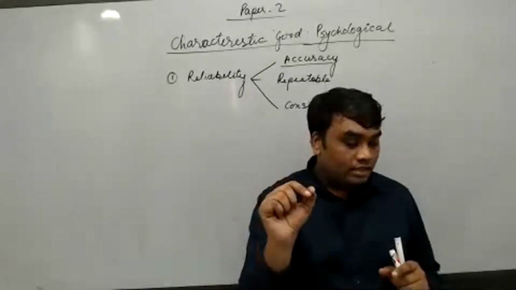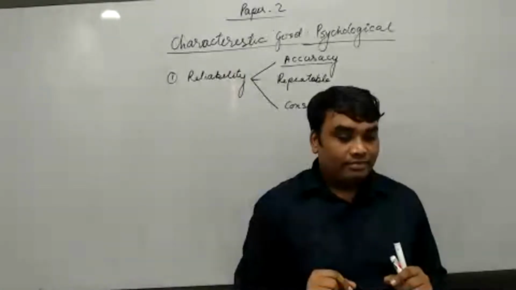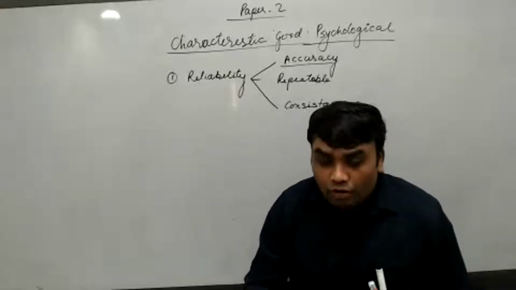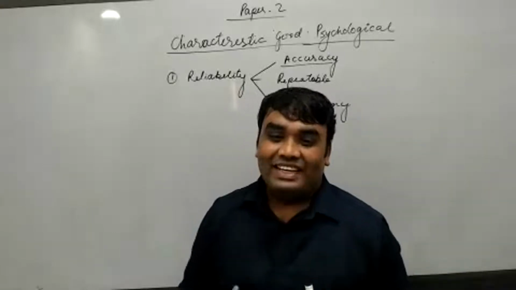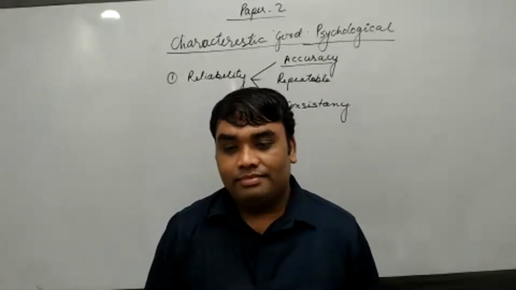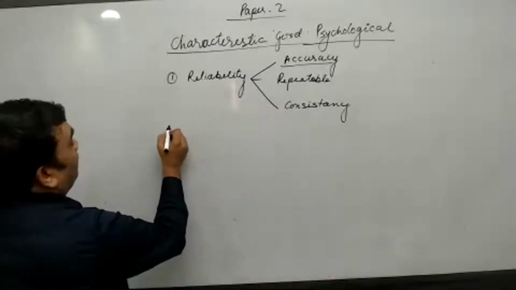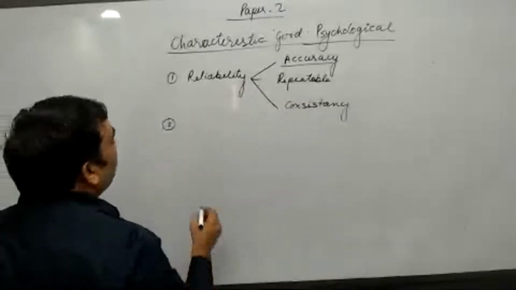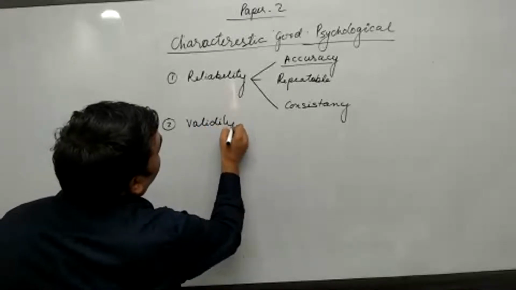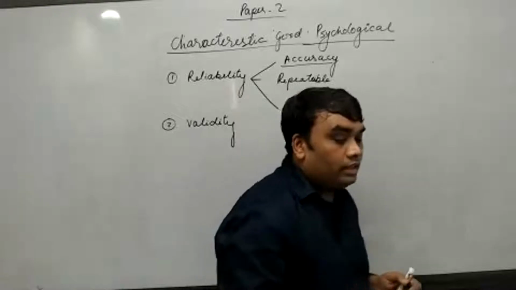So underline the words internal defects. So reliability helps to identify what? Internal defects. Getting my points? And the second criterion for making a good test is what? I hope you definitely know that word, that is validity.